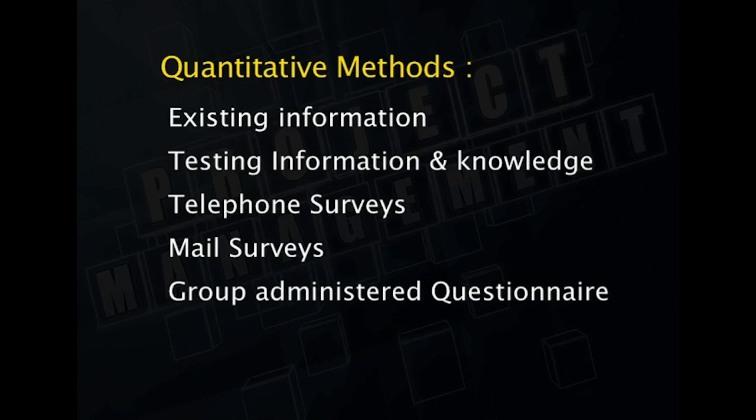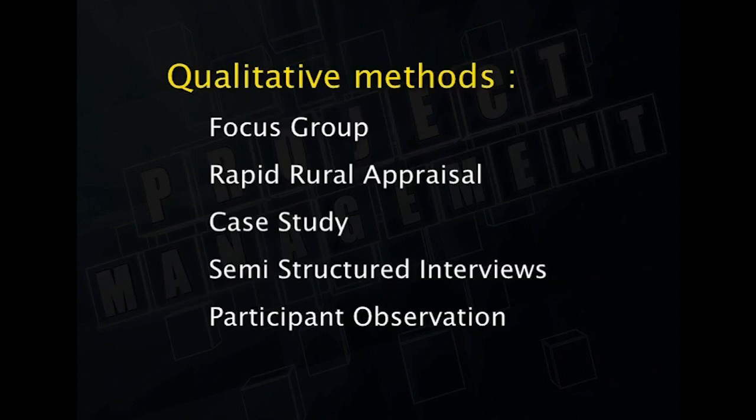Quantitative methods include existing information, testing information and knowledge, telephone surveys, mail surveys, group administered questionnaires, and so on. And qualitative methods include focus groups, rapid rural appraisal, case studies, semi-structured interviews, participant observation and so on.